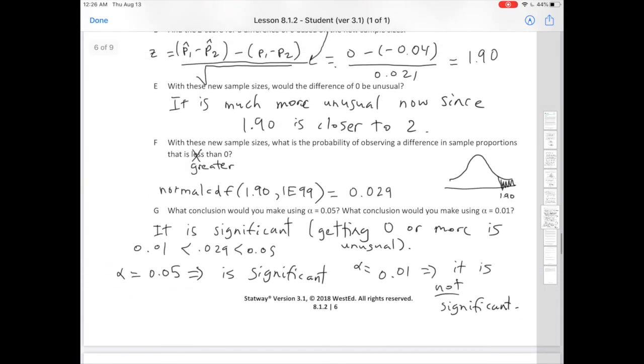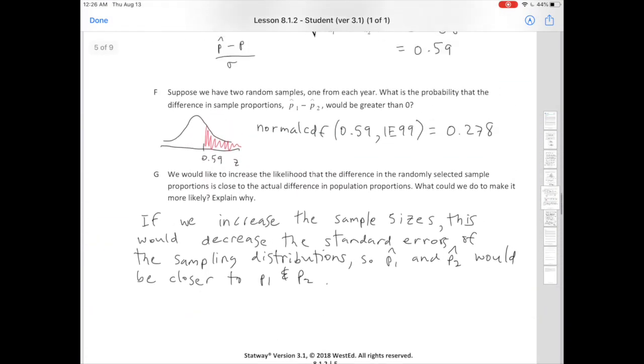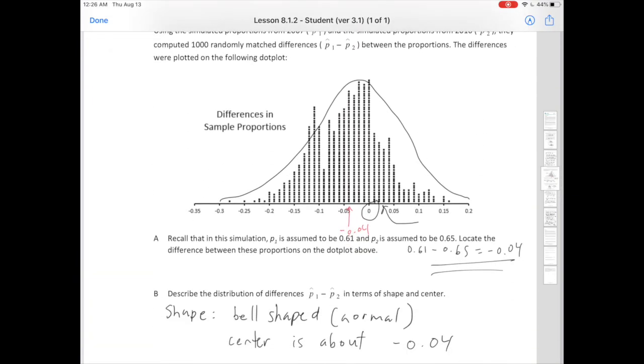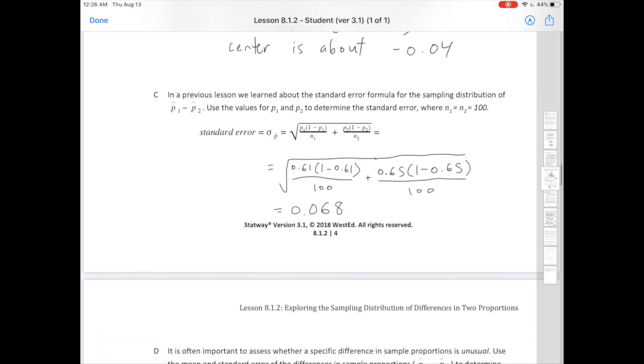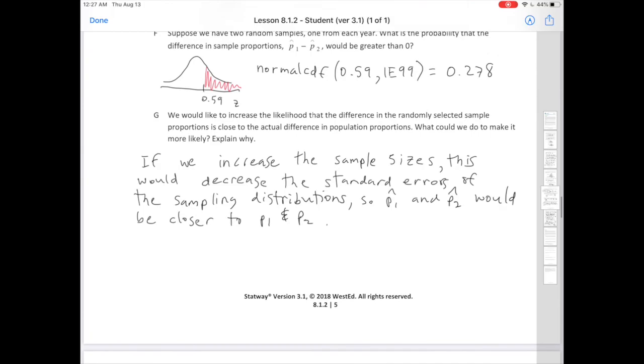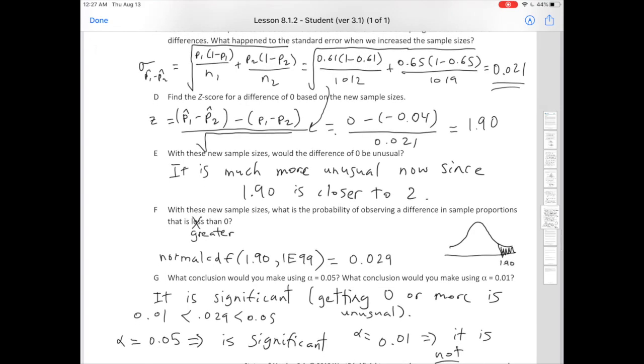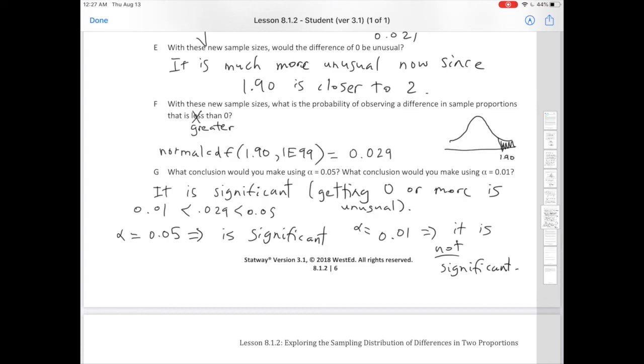Now, I don't want you guys to lose sight of what happened here. What happened is that a difference of 0 was not that unusual in this picture, is it, right? 0 was not that unusual when you had small sample sizes. But as soon as we increased the sample sizes, it made those two pictures skinny enough now that 0 became an unusual value. And so that's why it became unusual, and getting high sample sizes is a good thing because it allows us to distinguish the two distributions and make sure that our difference in the end is accurate.